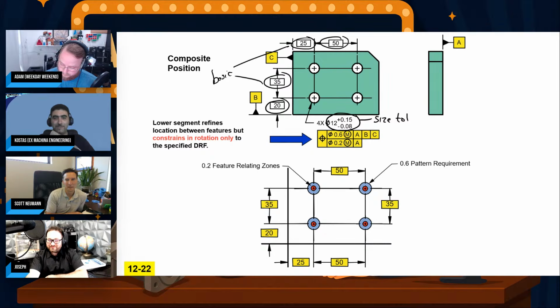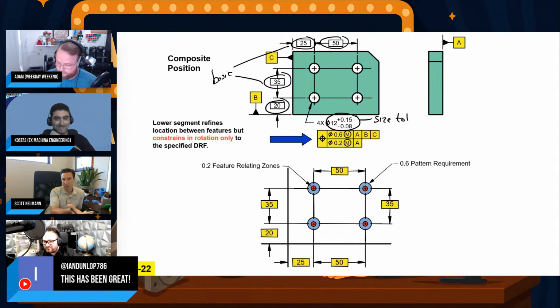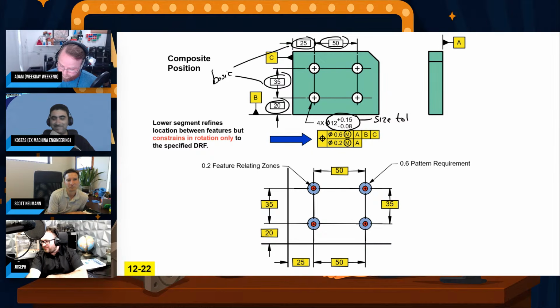Yeah, philosophy as well, because you are actually tolerancing a different thing. Yeah, you're going one level up. It's a feature-based tolerancing system rather than, exactly, tolerancing. And you've got to wrap your brain around that. That's a very good observation there.